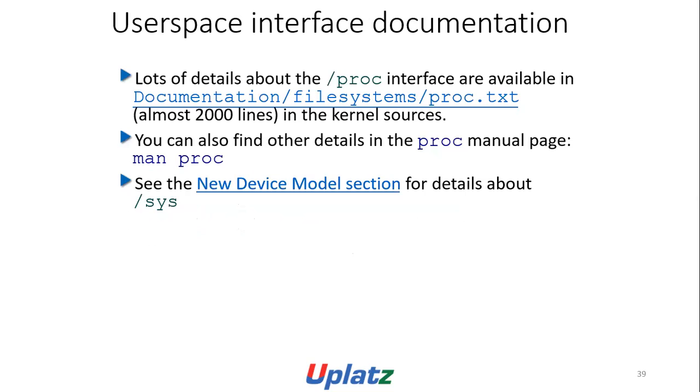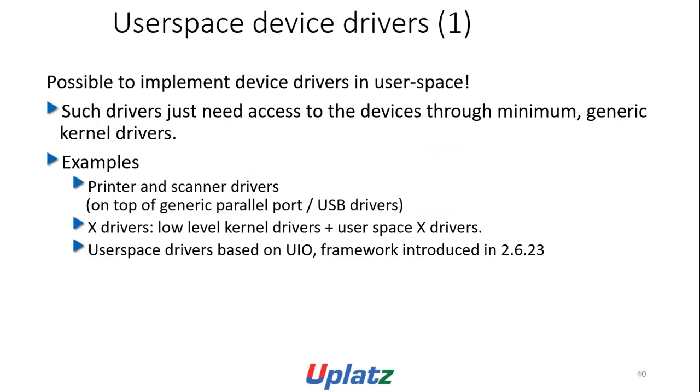User space interface documentation: a lot of details about the proc interface are available in the documentation file filesystems/proc.txt. There are almost 2,000 lines in the kernel sources. You can also find other details in the proc manual pages, man proc. See the new device model section for details about sys.